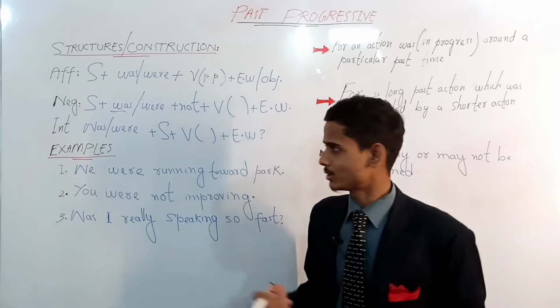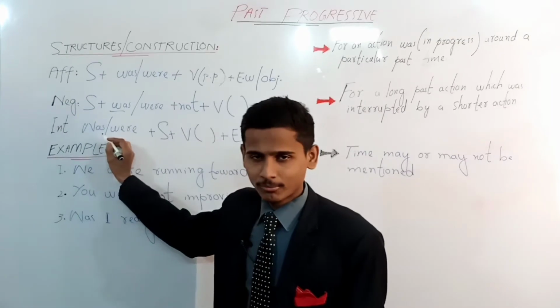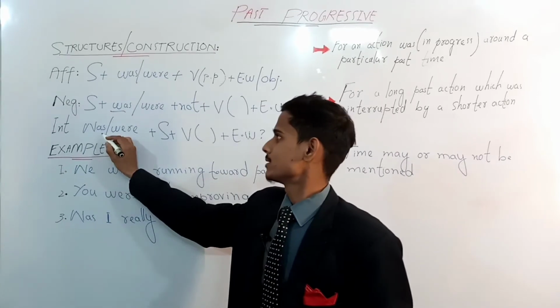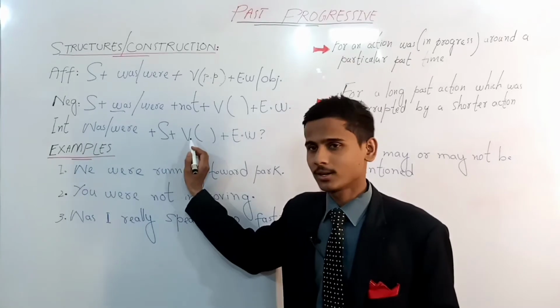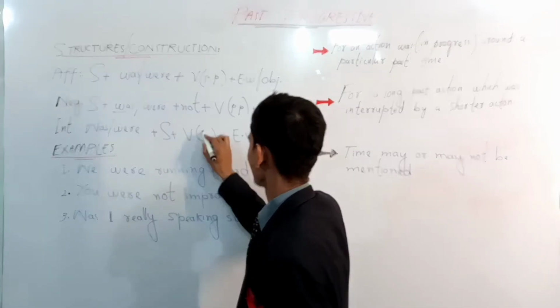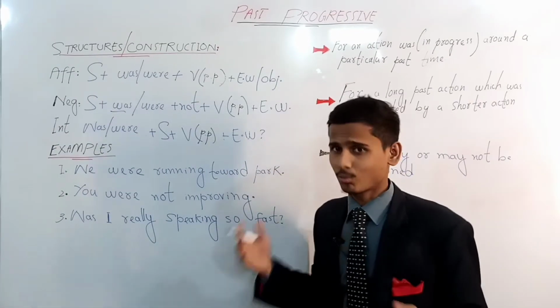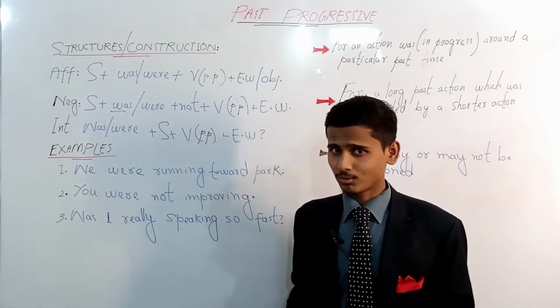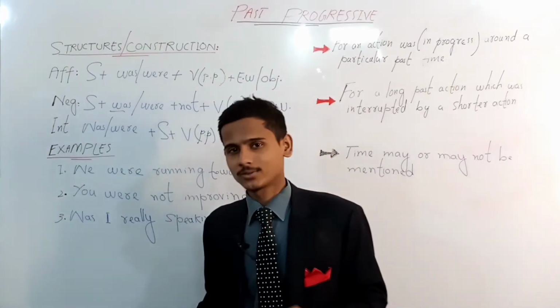And moving towards the interrogative, obviously you have to begin with the auxiliary verb to make questions: was or were, plus subject, plus present participle form of the main verb, plus extra word. And don't forget to mention the question marks, and periods or full stops in the first two sentence types.